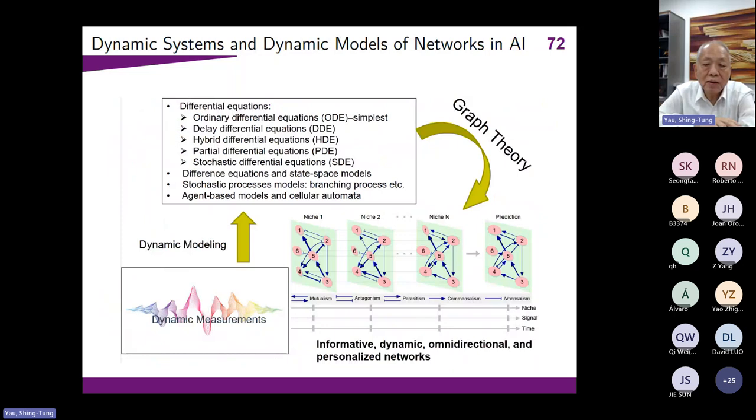And the dynamical system, dynamic models or networks in AI can be described in this picture. And we get the differential equations which govern what's going on. And then we have differential difference equations and state space models, stochastic process models, branching process, agent based models, and cellular automata. And then we build the graph connection between them through graph theory, where we study informative, dynamical, omnidimensional, and personalized networks. And this graph theory is quite interesting, was developed recently, in the last 10 years, by a group led by me. And the dynamical modeling can feed back.